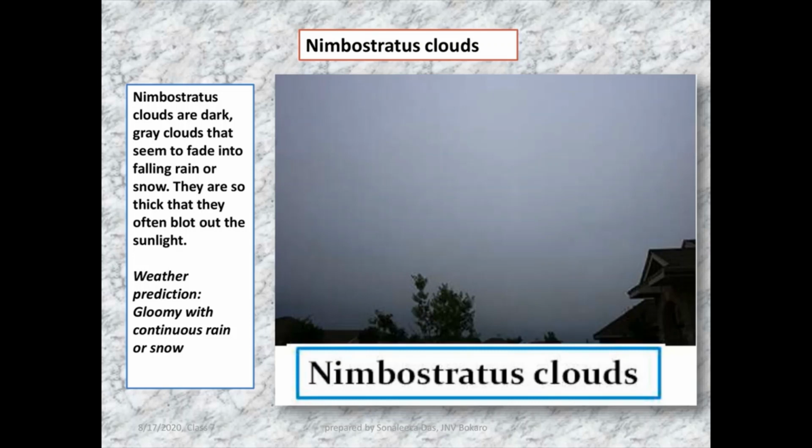Then there is another type of cloud called nimbostratus clouds. These are dark gray clouds that seem to fade into falling rain or snow. They are so thick that they often blot out the sunlight, and they give a gloomy weather with continuous rain or snow.